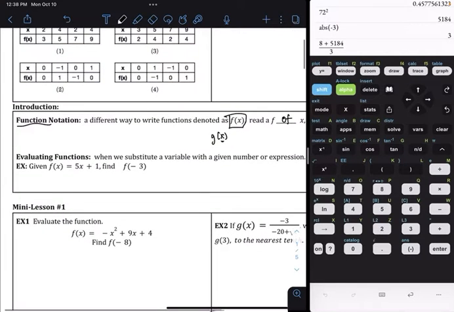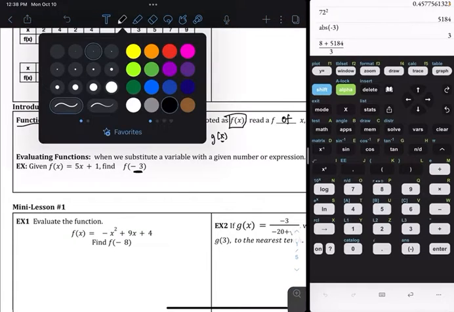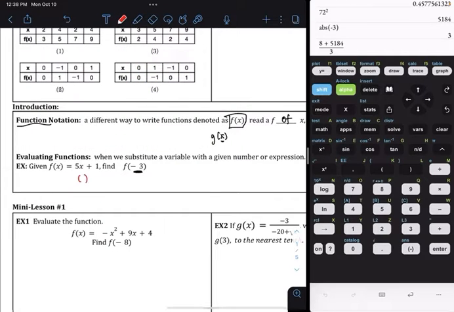And in order to evaluate a function, we have to substitute a variable with the given number. For example, if you're trying to find f of -3, all you need to do is replace x with -3. So in this case it is 5 times -3 plus 1. That's going to be f of -3. Okay, so what does this number mean inside the parentheses? This is the input. If we evaluate this, it's going to give you -14.